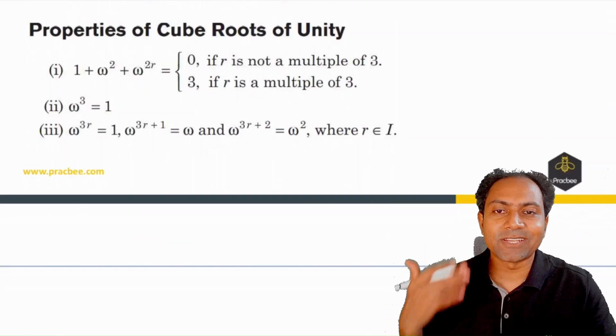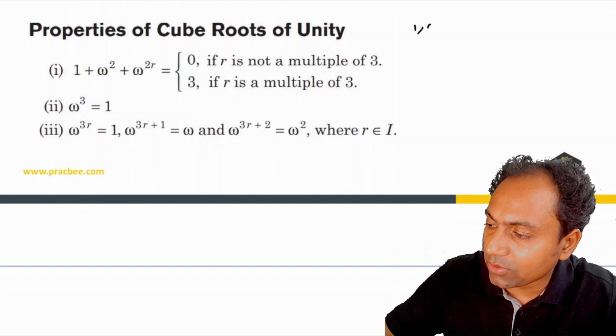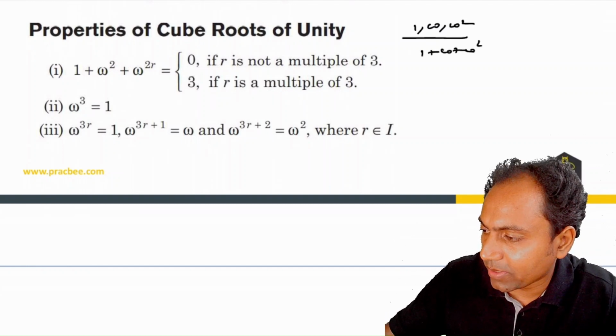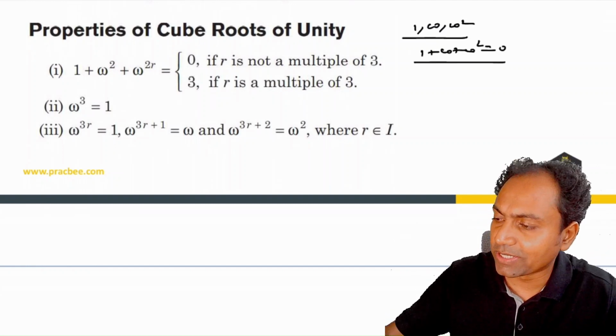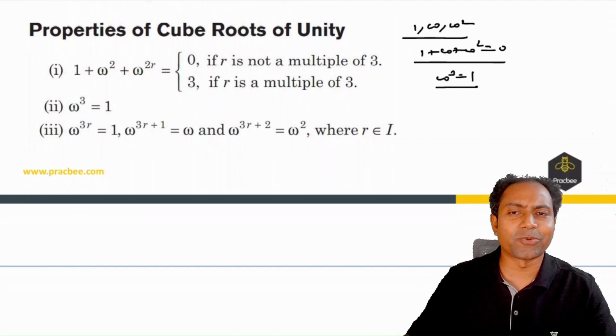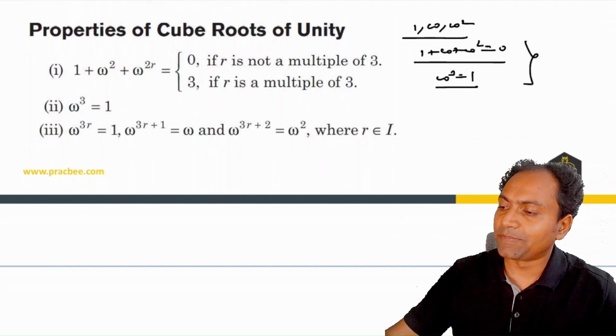If I talk about properties of cube roots, the first property is if I have 1, omega and omega square, the sum of them is equal to 0. So 1 plus omega plus omega square equals 0. You can put and check. Also, if I multiply all of them, that is omega cube, it comes out to 1. Again, you can put and check.